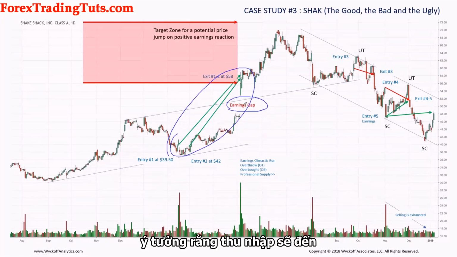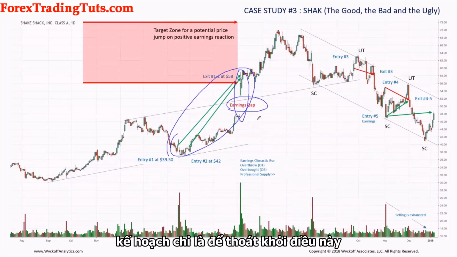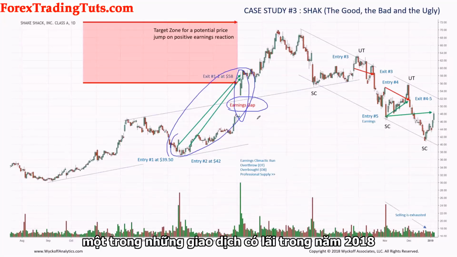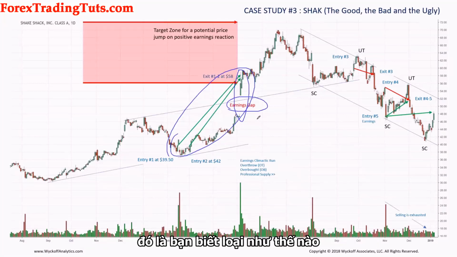It was based on the idea that the earnings are going to have a favorable reaction, and we're going to have some kind of push into the overbought condition on earnings. The plan was just to get out of this position on the excitement of weak hands that are still getting into this position, and therefore I want to leverage this. I'm using options, calls, and this was one of the profitable trades in 2018, which was vastly profitable, and you can see why.